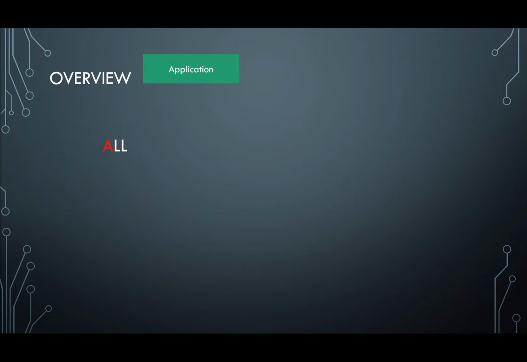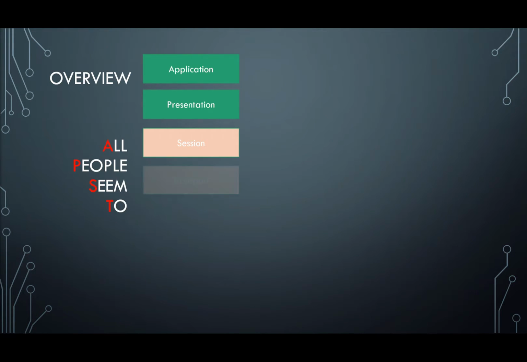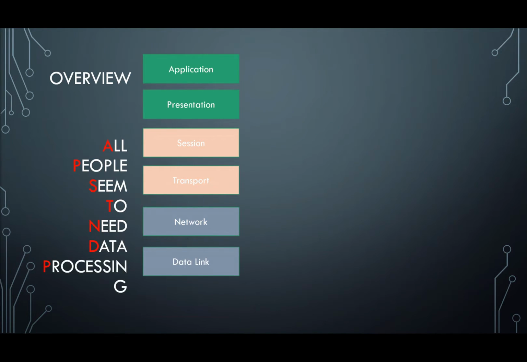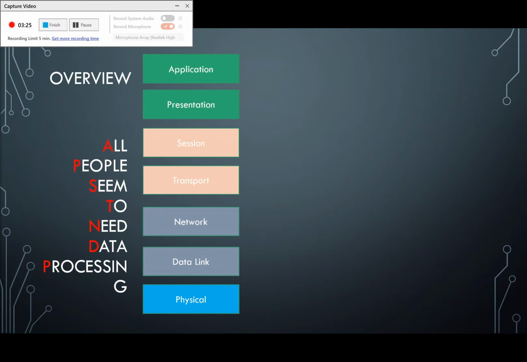For example, A stands for application, P stands for presentation, S stands for session, T stands for transport, N stands for network, D stands for data link, and P stands for physical layer. So this concludes the 7 different layers. All you need to remember is: All People Seem To Need Data Processing. Everyone in the world needs data processing, right? That's the way we want to remember this. Application, presentation, session, transport, network, data link and physical layer. This is what we are talking about.